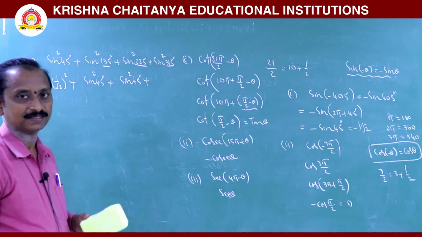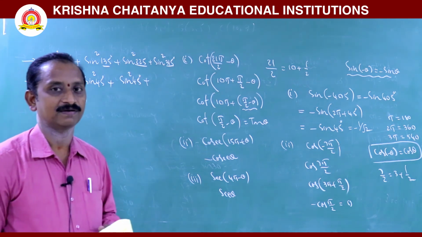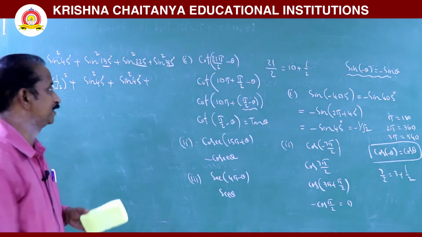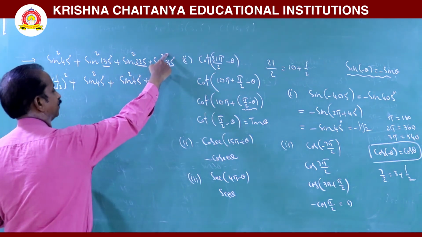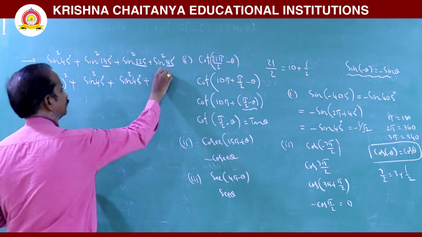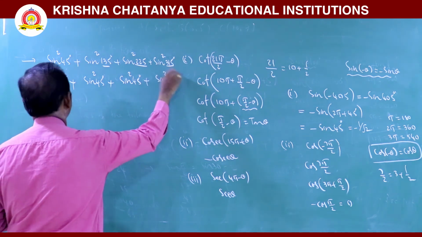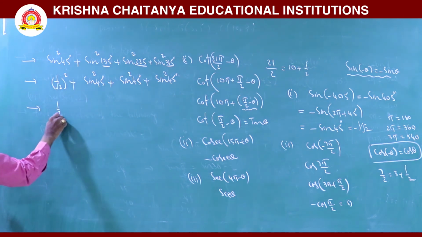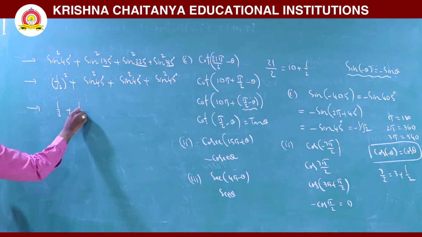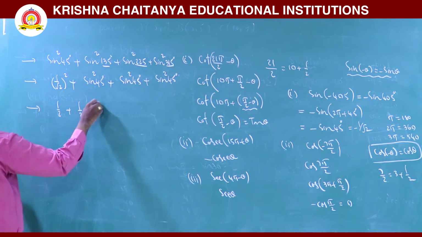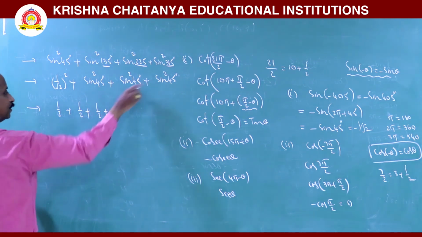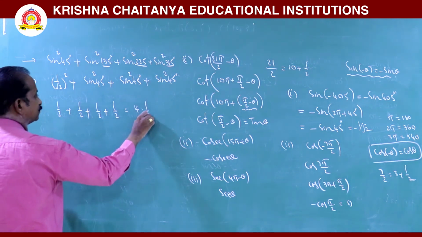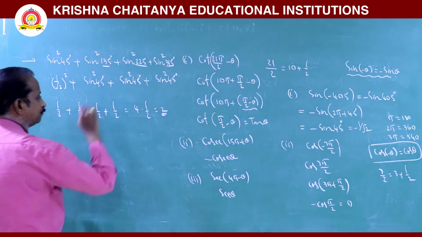315 can be written as 360 minus 45, quadrant 4, where sine is negative. So it is minus sine 45 whole square, nothing but sine square 45. So 1 by root 2 whole square is nothing but 1 by 2. This is also 1 by root 2 whole square, this is also, and that is also. I can write 4 times 1 by 2, that is nothing but 2.